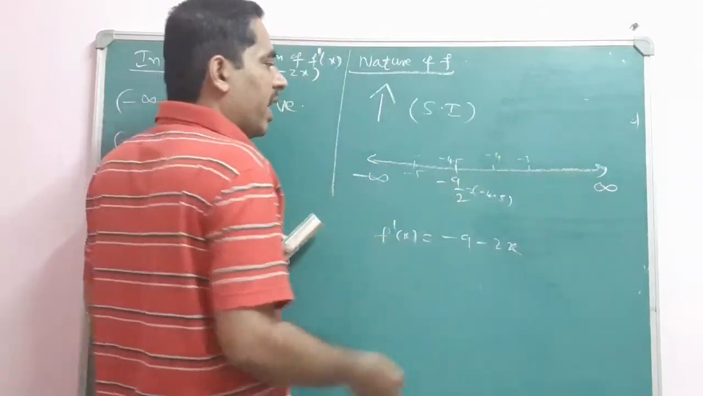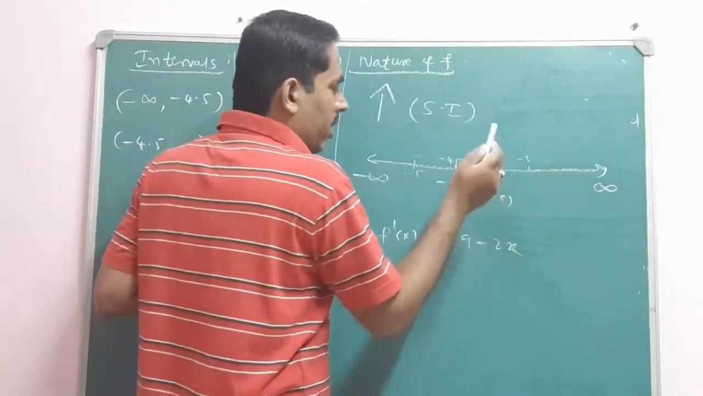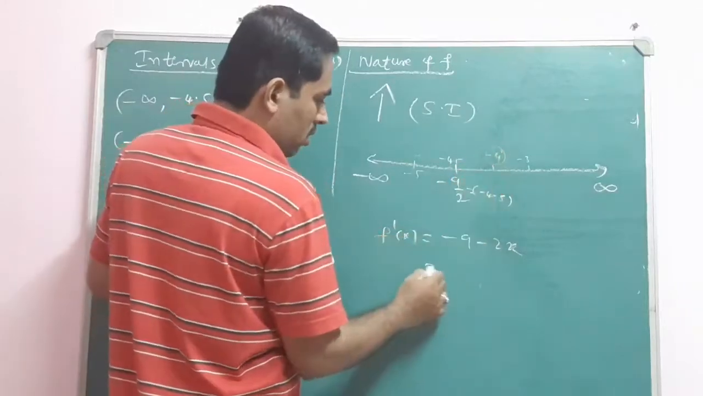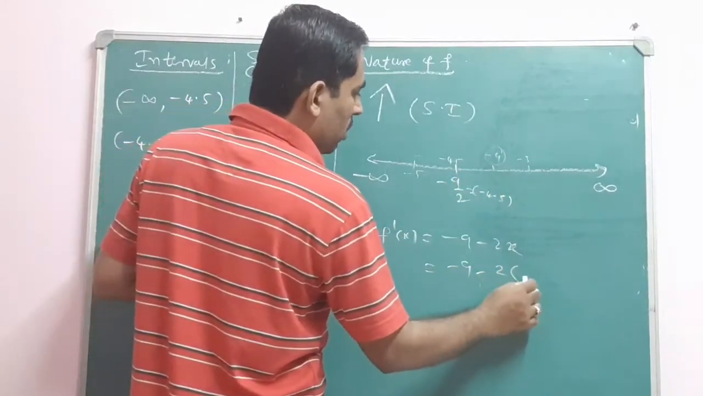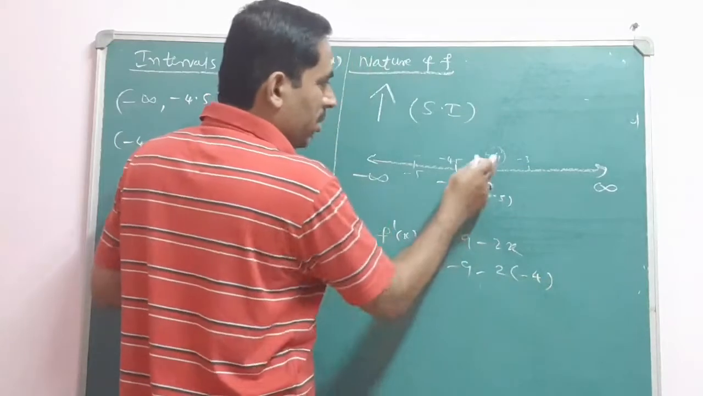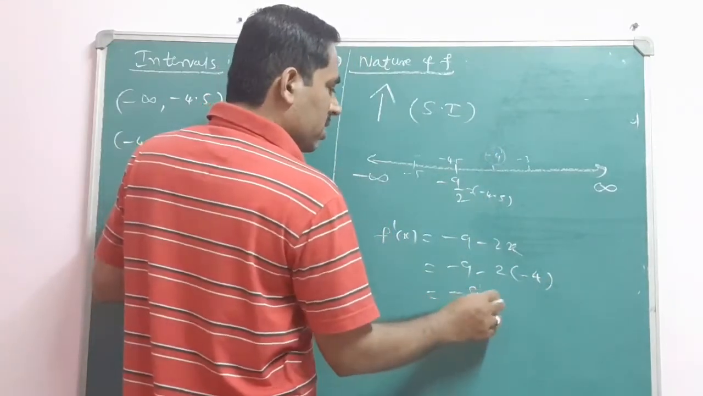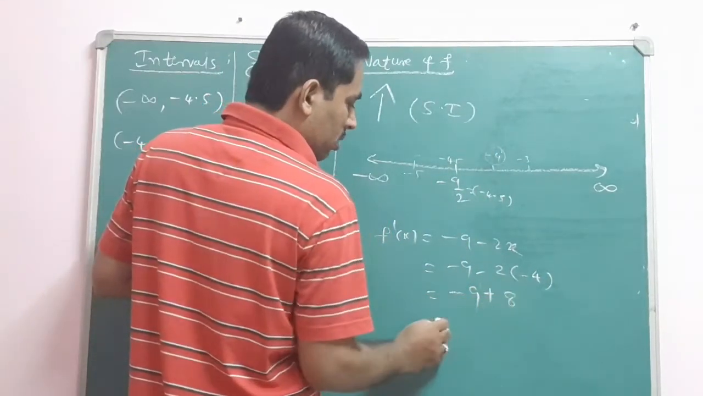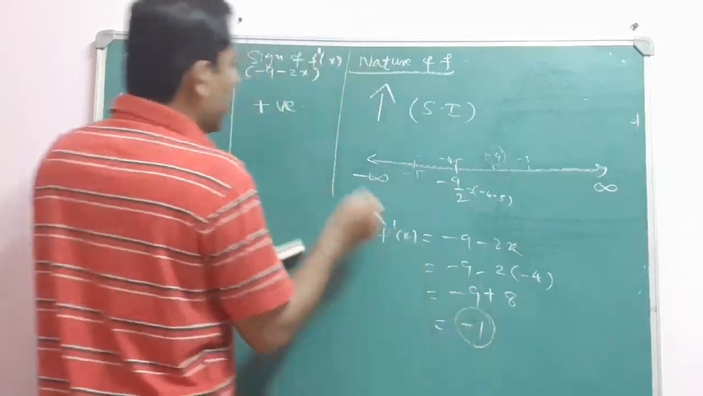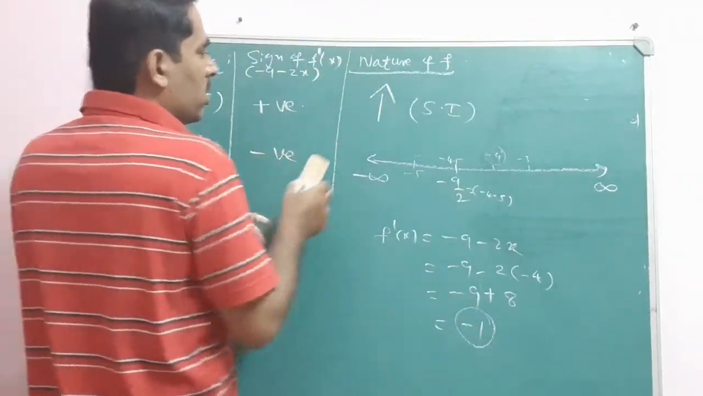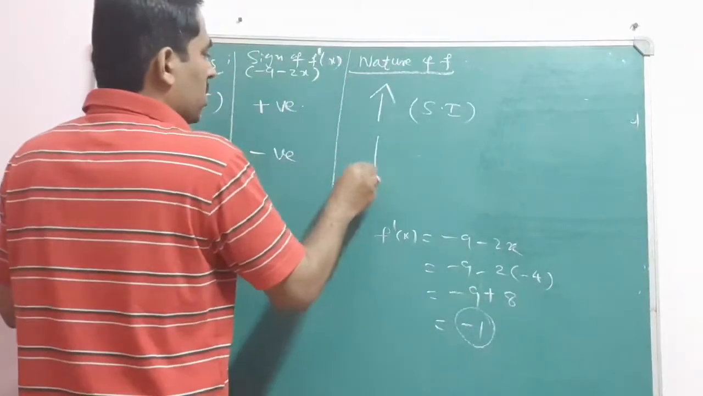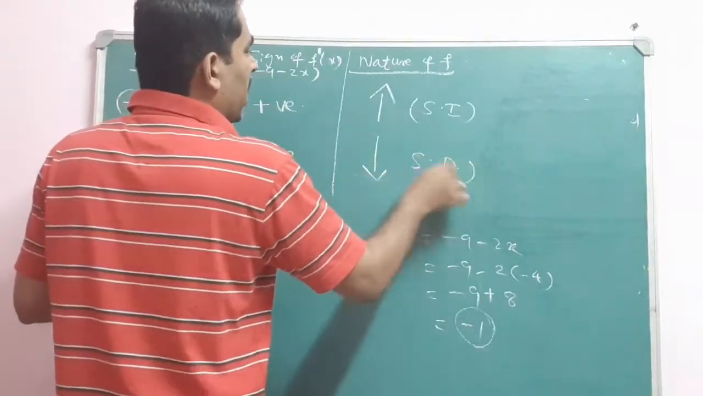So you can take any value here. If I take, say, minus 4, then what happens? Minus 9 minus 2 into minus 4, then I will get minus 9 plus 8, which is obviously minus 1. So the sign is negative, which means the function is strictly decreasing.